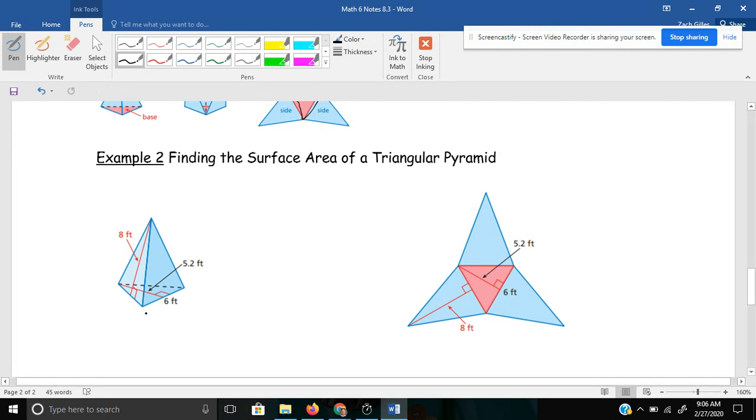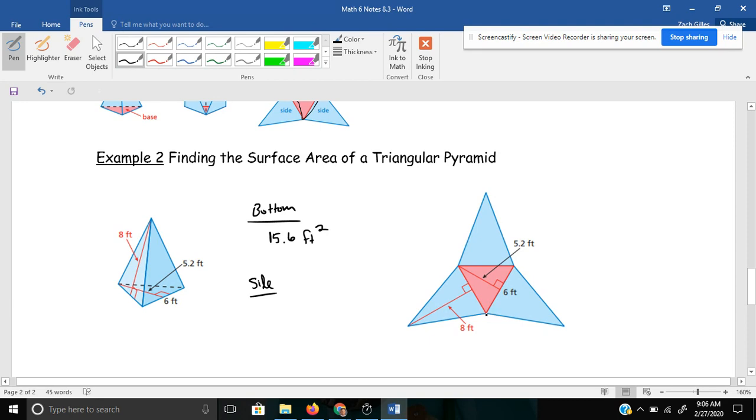So here for my base, I've got a base of 6 feet times a height of 5.2. So I'm going to label this the bottom. 6 times 5.2 is 31.2. And when I divide that by 2, I come up with 15.6 feet squared.